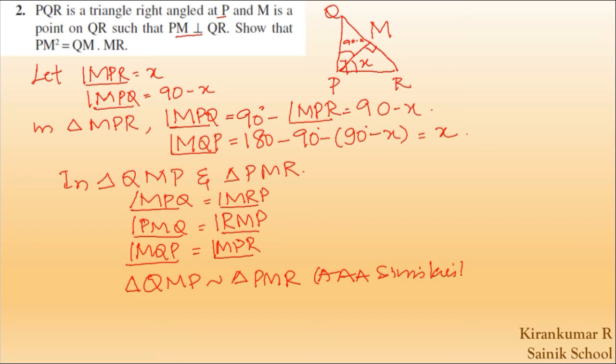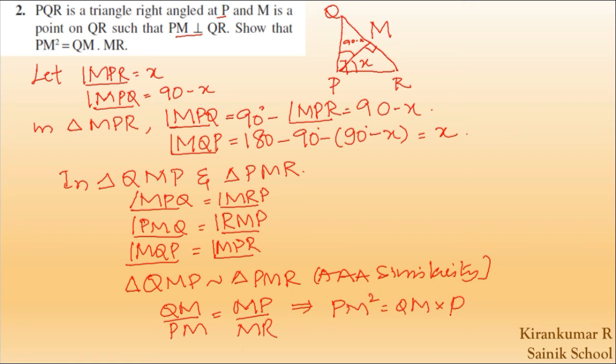Once the triangles are similar, the corresponding sides will be in proportion. QM upon PM will be equal to MP upon MR. On cross multiplication, we get PM square equal to QM into MR. This is MR. Hence, we have proved it. Remember, this is one of the important questions.